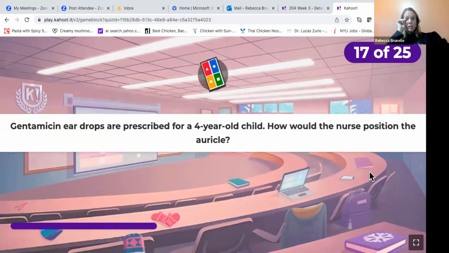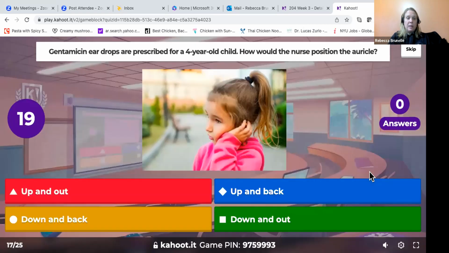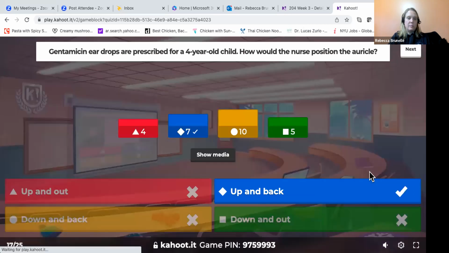So gentamicin eardrops are prescribed to a 4-year-old. How would the nurse position the auricle? Up and out, down and back, up and back, or down and out? So yeah, up and back, to get the canal open and get the drops in there.